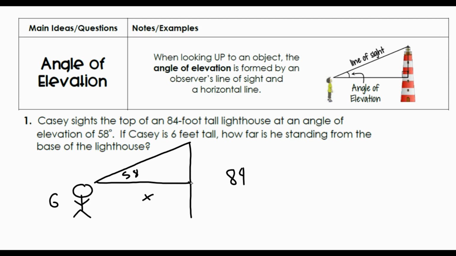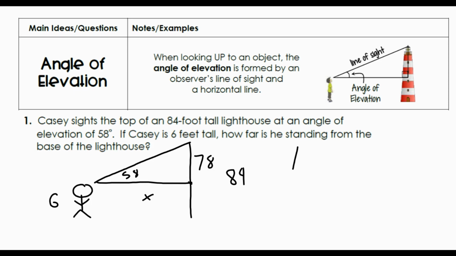The base of the lighthouse would be here, therefore I'm looking for the distance Casey is from the lighthouse, so we'll call that x. Now I know Casey is 6 feet tall, so we would subtract 6 feet from the total height of the lighthouse. So for the lighthouse, we would use a length of 78. Now I have my triangle here where I have an angle measure of 58. We have the side that's opposite, and then we have the side that's adjacent. So opposite over adjacent is tangent.